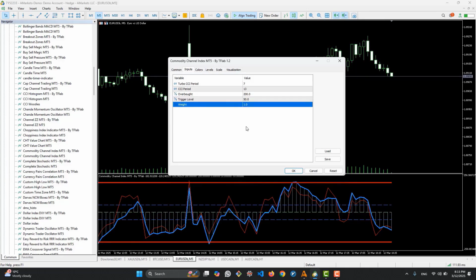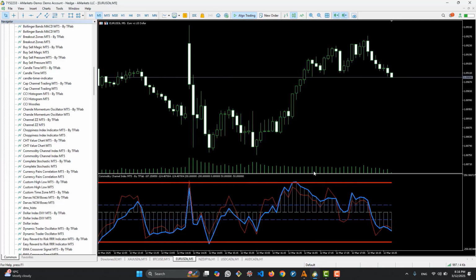The last option is the weight given to this indicator. The higher we set this value, the faster it enters the overbought and oversold zones, and the lower we set this value, the slower this happens, effectively filtering out noise.